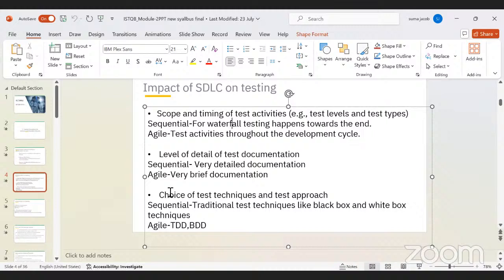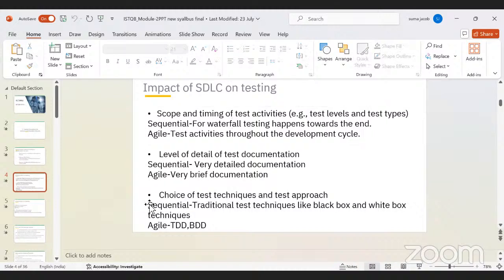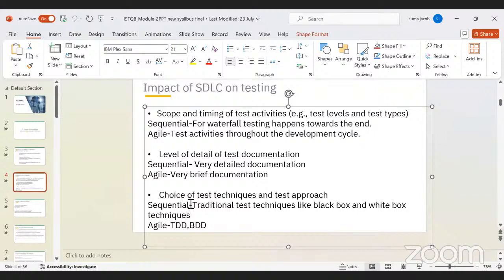So the documentation is very brief in Agile. And the next is choice of test techniques and test approach. In traditional development models like waterfall or V model, we use the traditional test techniques like the black box and white box test techniques. Whereas in Agile, the approaches which provide early feedback, like TDD and BDD, test driven development and behavior driven development, all those modern approaches would be used. Whereas in sequential models, we will be mostly using the traditional techniques like black box and white box.